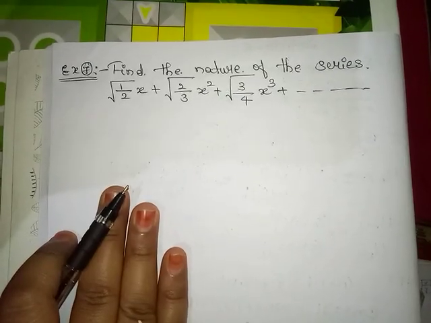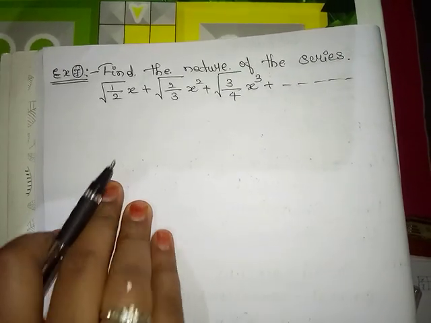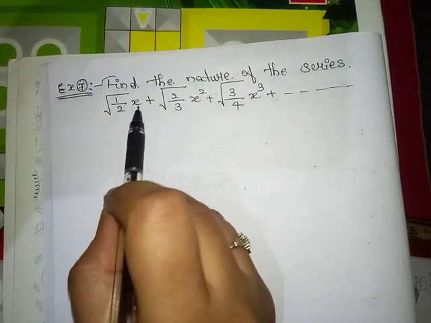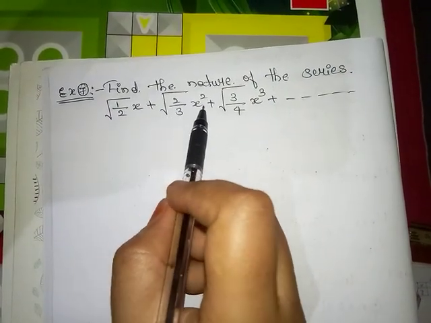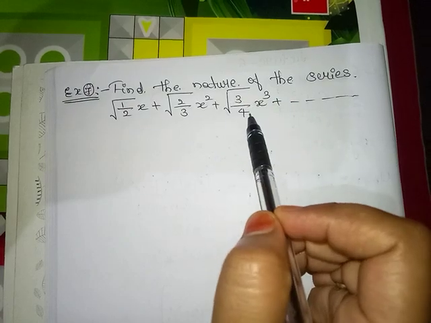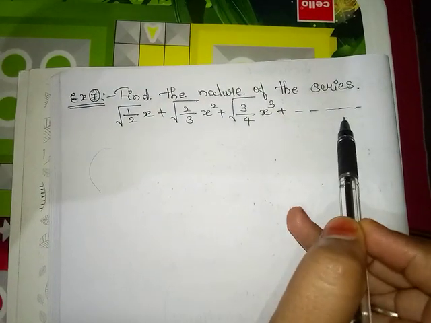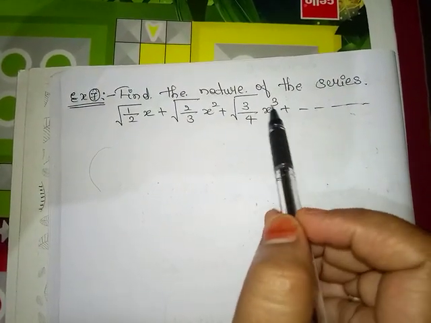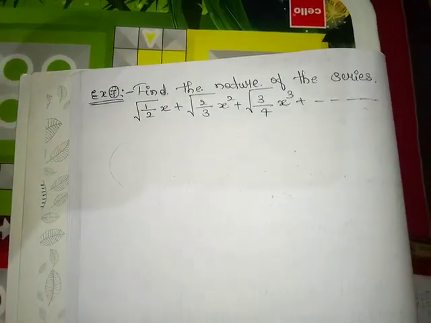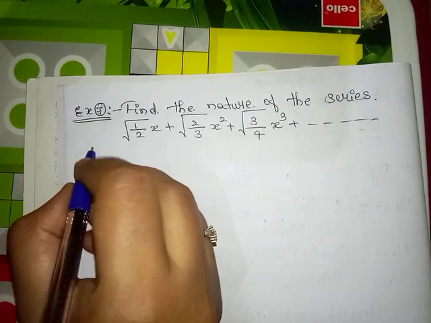Next example, find the nature of the series: square root of 1 by 2 into x plus square root of 2 by 3 into x square plus square root of 3 by 4 into x cube plus and so on. On seeing this series, we have to first write the nth term of this given series. Solution.